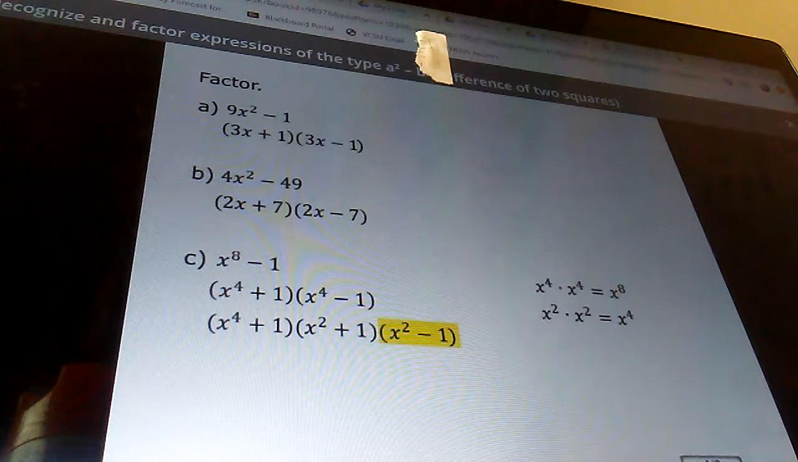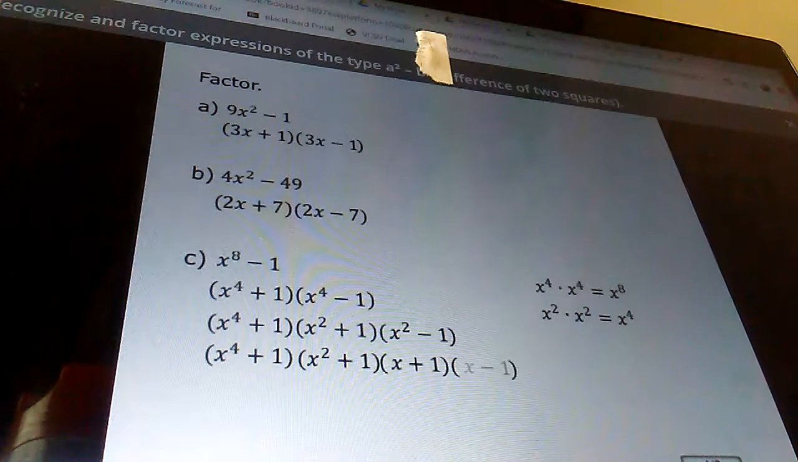Now look at the resulting difference. Yet again, both terms are perfect squares. Write the first two factors and factor this latest difference of two squares as x plus 1 times x minus 1. The resulting difference is not of two squares, so the factoring is now complete.